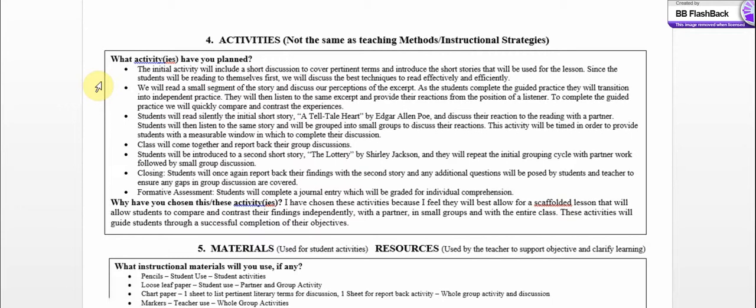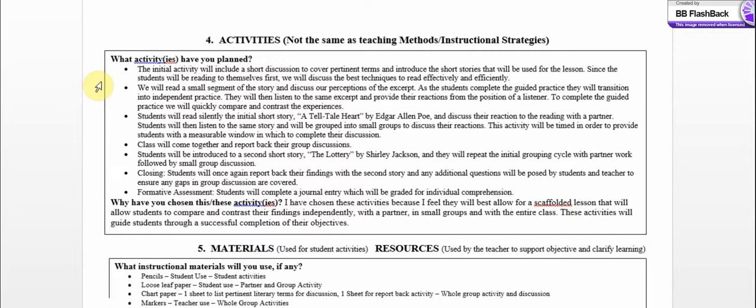I think it's important for students to have modeling as far as how they should read in order to do so effectively and to be able to help each other, since they will be working with a partner in getting the task completed in the allotted amount of time. Next, we will read a small segment of the story and discuss our perceptions of the excerpt.